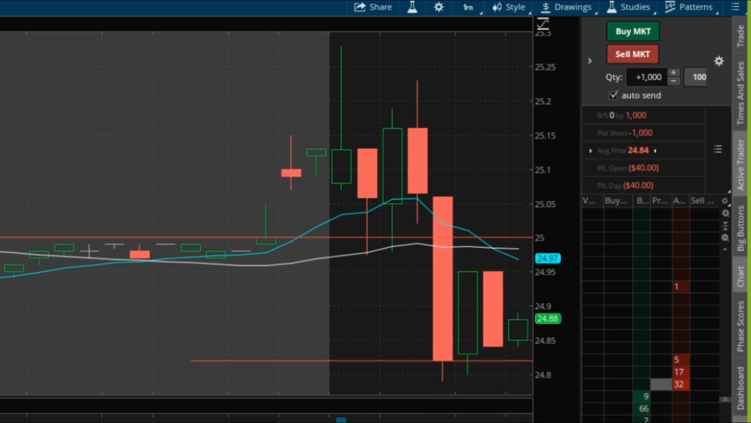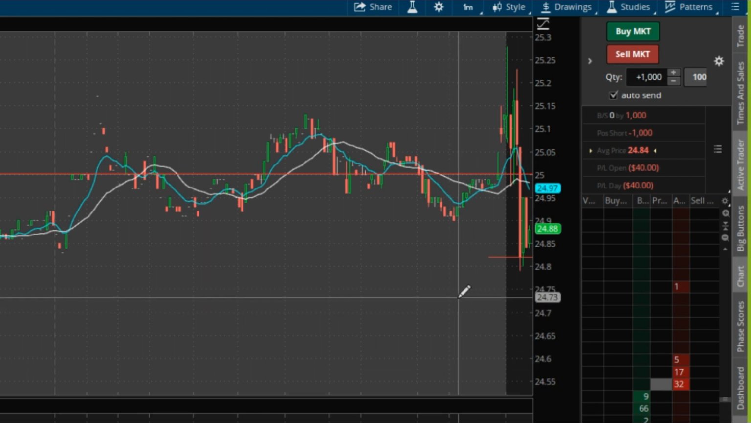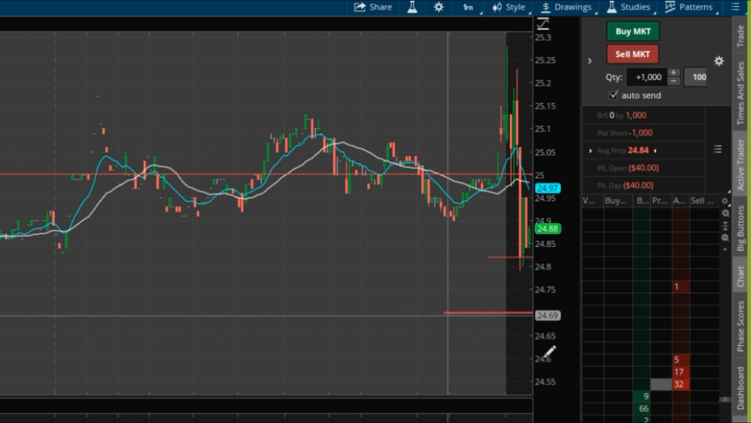And then our reward target is going to be, let's see, we're getting at 84, 85. We'll just say 85 to make it easier. Our reward target is going to be right here around 70.